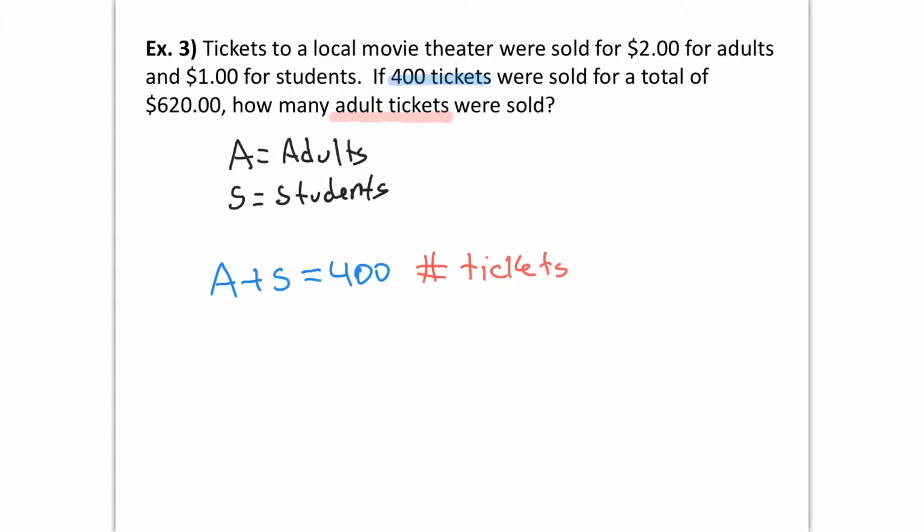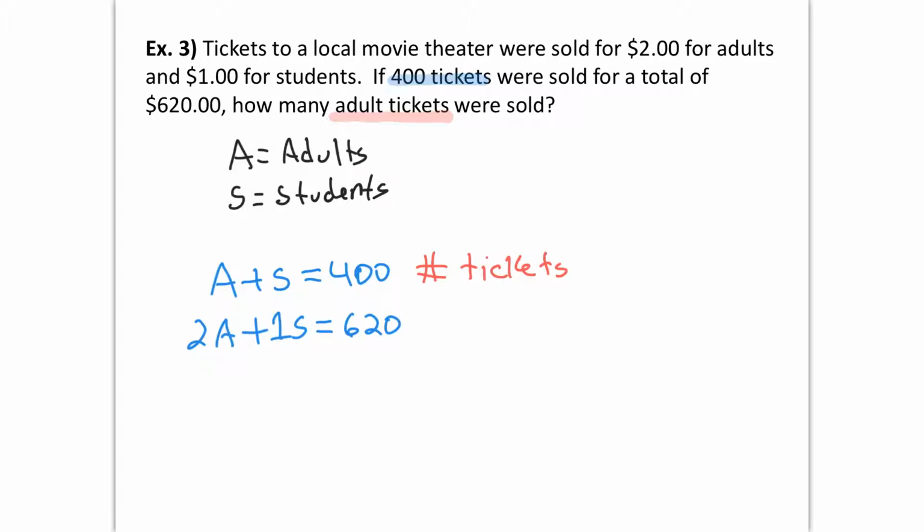Now the second equation, you guys will use the price, the actual money, the amount. So we know the price of adults, $2. So I'm going to take 2 times A, the number of adults tickets, plus students is $1. You don't need that 1 next to the S, but I'm just going to put it so you know that's $1 for students. And they made $620.